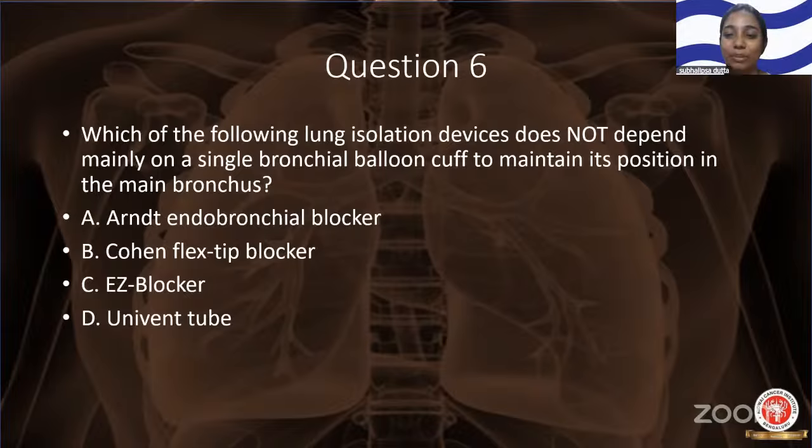Oh, there is one. Henjarappa sir has used all blockers. Kidwai students, Prashant. No, no, answers are coming. They have used the Arndt blocker and the EZ blocker. Yes, the EZ blocker is very commonly used, madam. Yes, very common, more common than the DLTs.